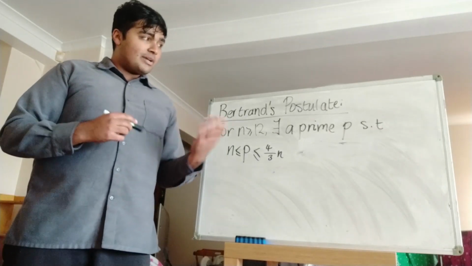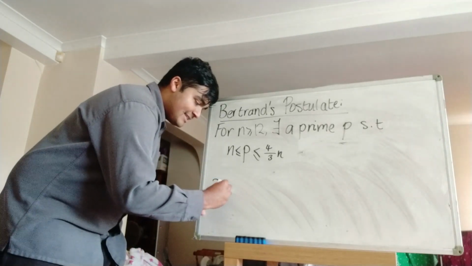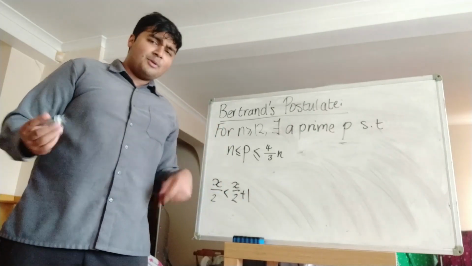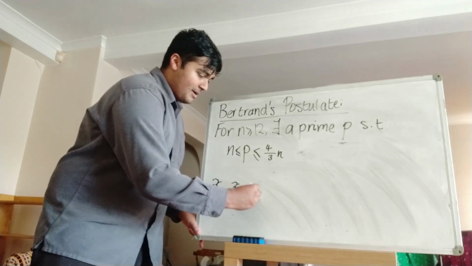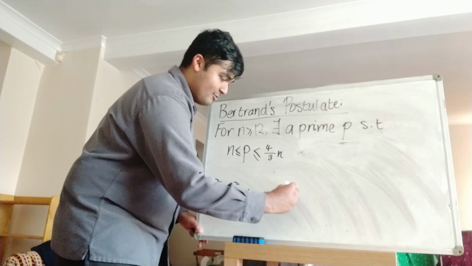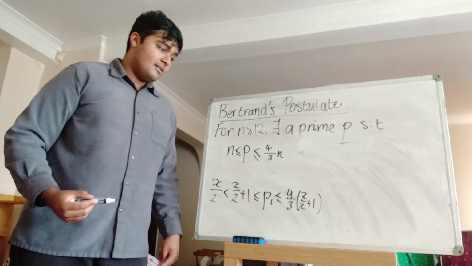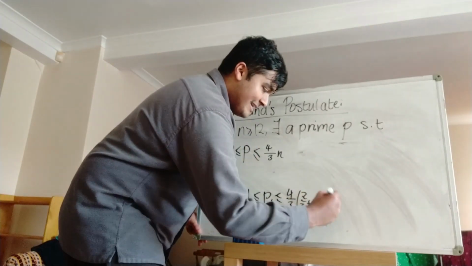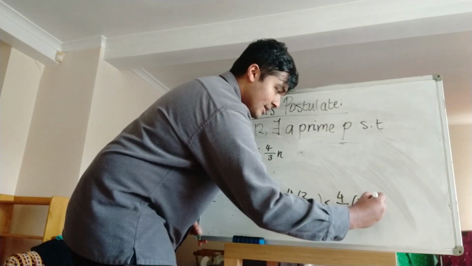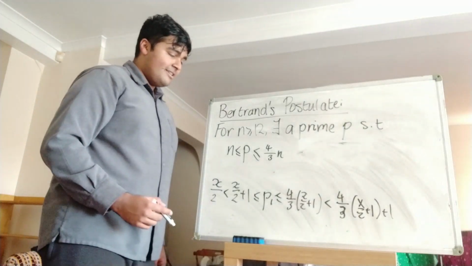Okay, so what we're going to do is firstly consider x over 2, and notice that this is strictly less than x over 2 plus 1. Now, supposing x is big enough, then by Bertrand's postulate we can find some prime p1 between x over 2 plus 1 and 4/3 times (x over 2 plus 1), like so. But then this number here is strictly less than 4/3 (x over 2 plus 1) plus 1. But then we can apply Bertrand's postulate again on this.